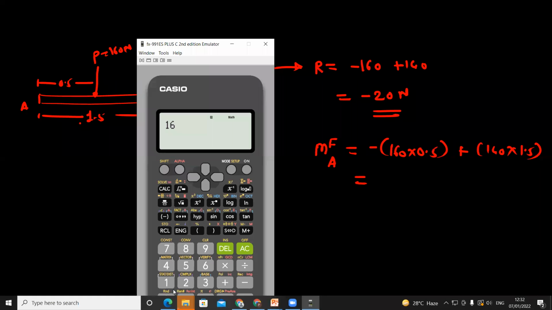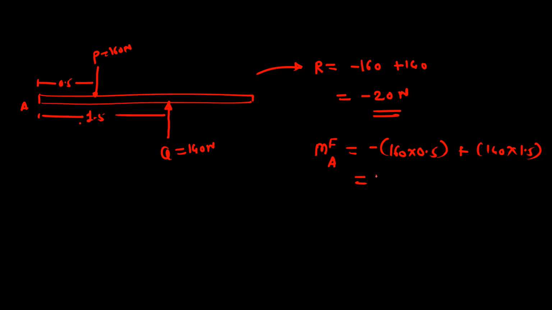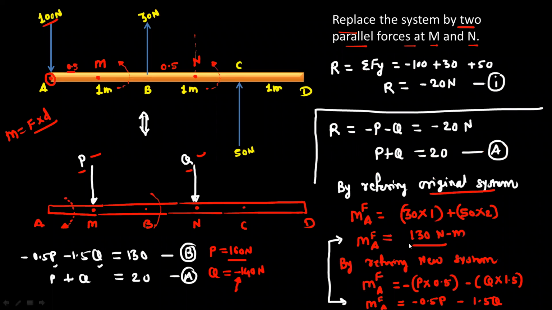So 160 into 0.5, this is minus, and plus 140 into 1.5. So this is 130 Newton meter. Okay. So 130 Newton meter. So you can check the previous answer. We have got the same 130 Newton meter for the original system.